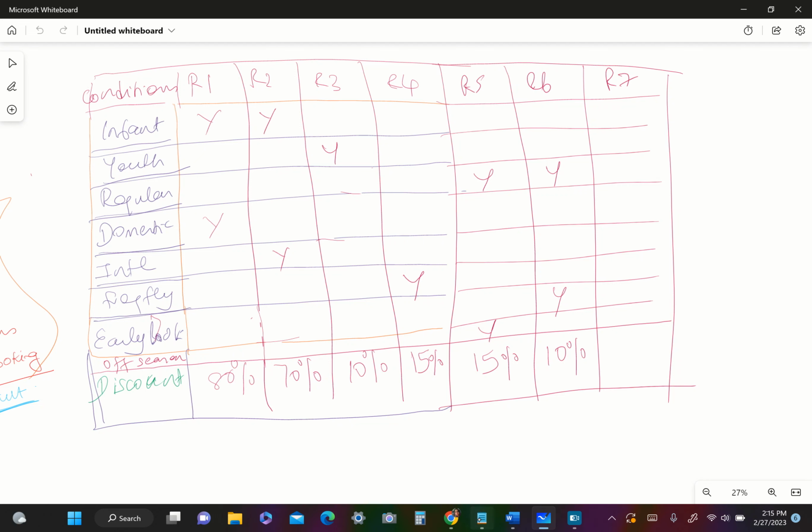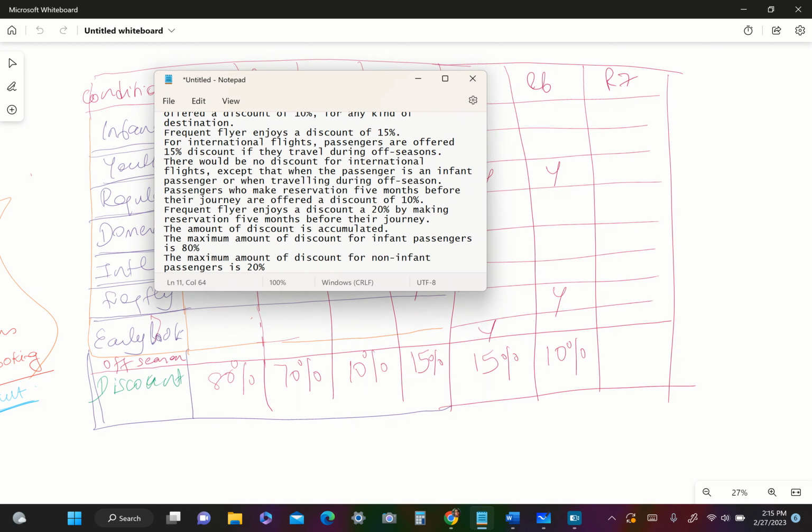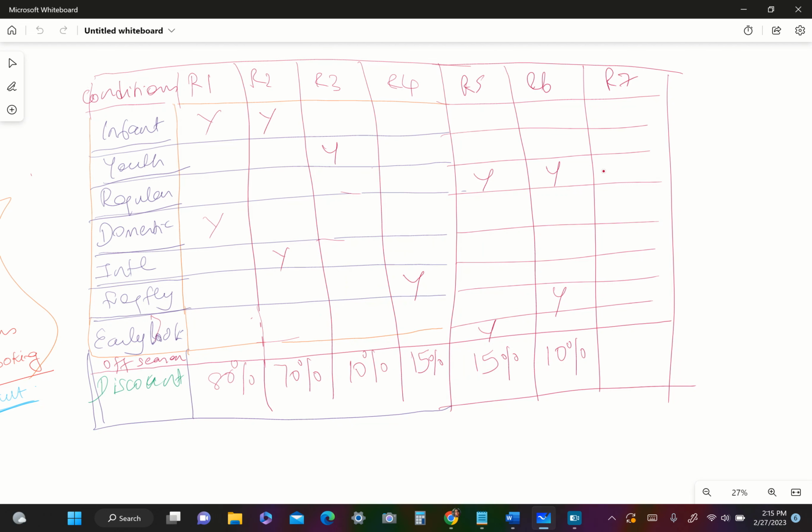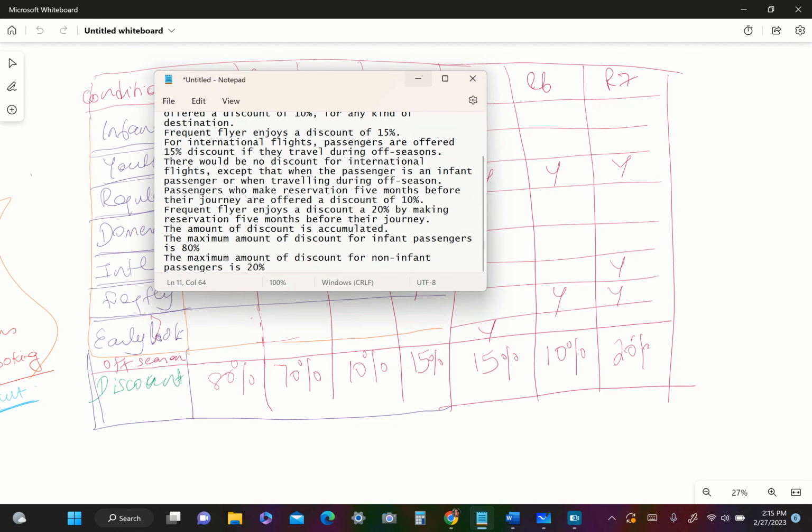R7 is going to be frequent flyers enjoy 20% by making advanced reservation. So you have to be a frequent flyer, regular, frequent flyer, early booking. You get 20%, I think. Maximum discount is 80% for infants. Maximum for non-infant is 20%.